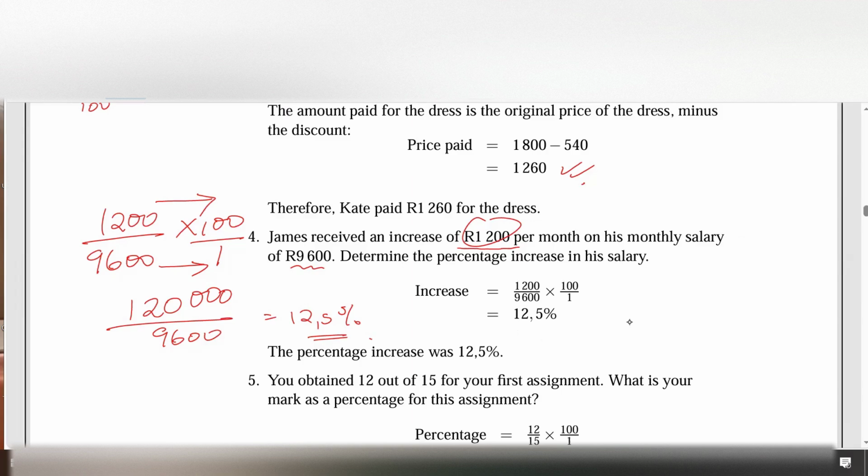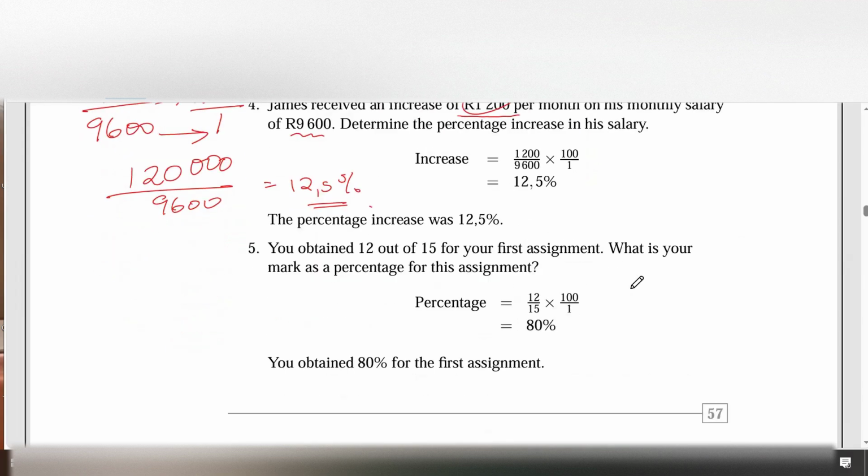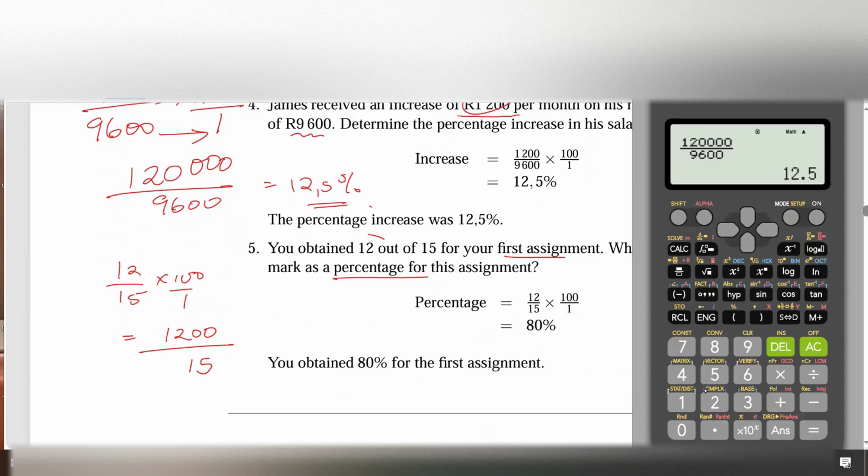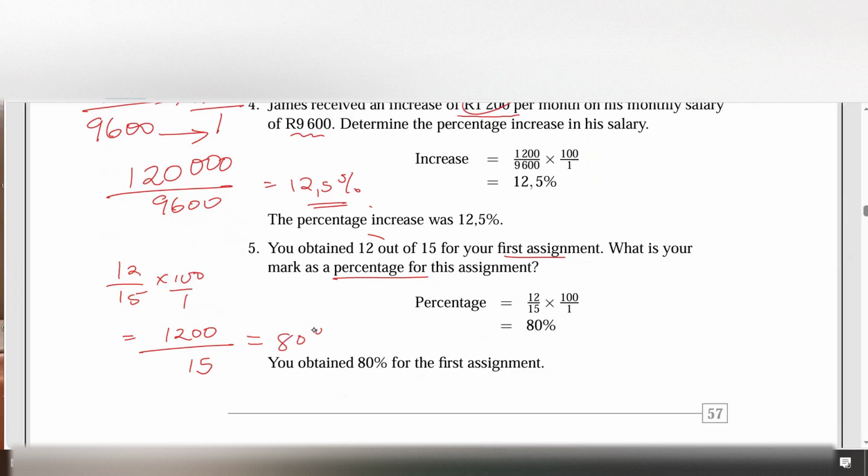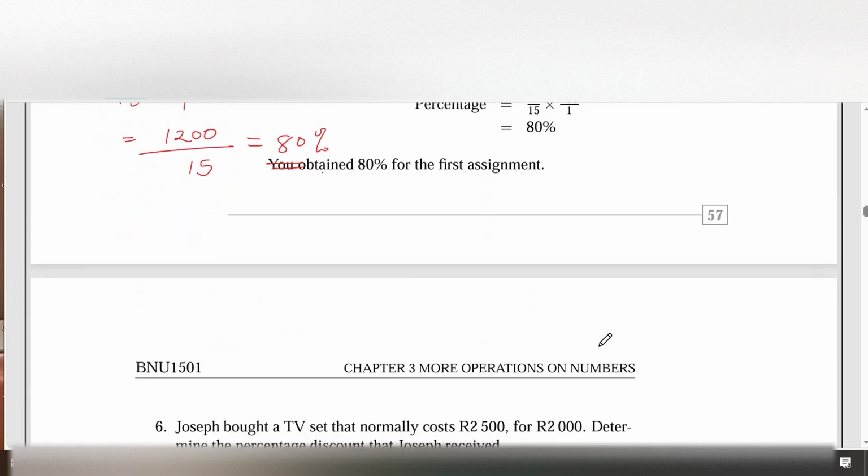So meaning that the percentage increase is 12.5%. All right, then number 5, if you obtain 12 out of 15 for your first assignment, what is your percentage mark? So the smaller number, 12 over 15, multiplied by 100 over 1. Multiply the top, that's 1,200, multiply the bottom, which is 15. So we are dividing 1,200 by 15. That's going to be 80. So you achieve the distinction, which is 80%. All right, so that is how the percentages work.